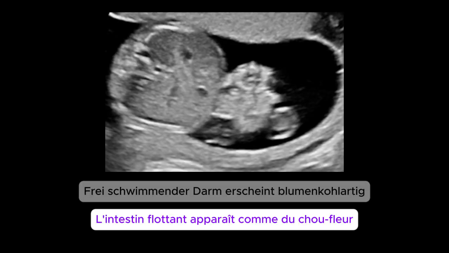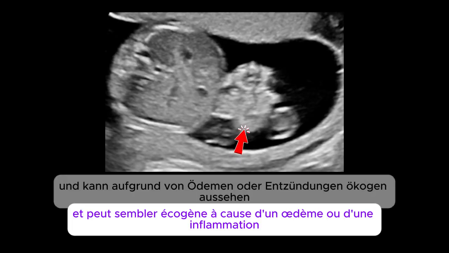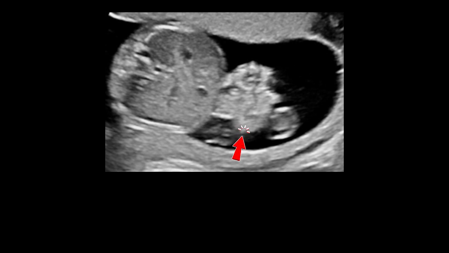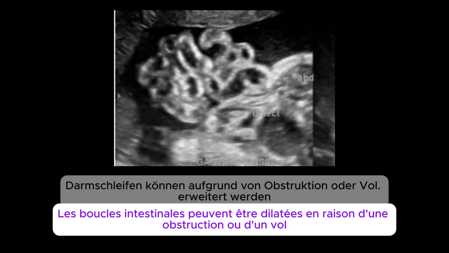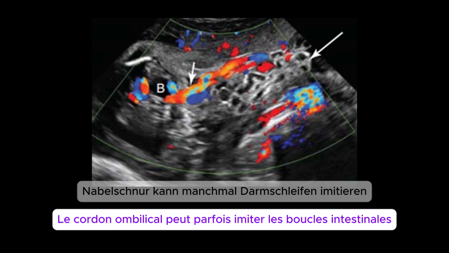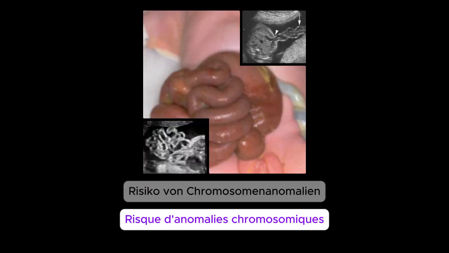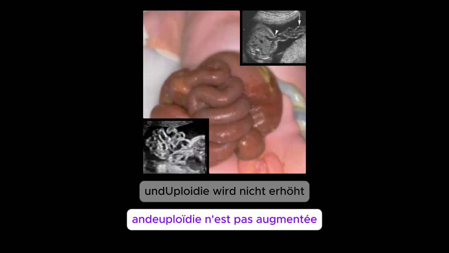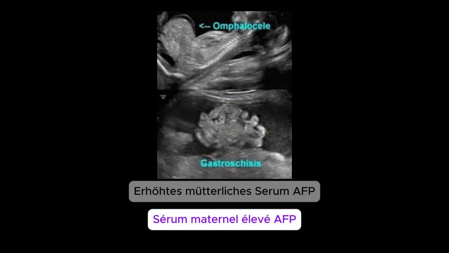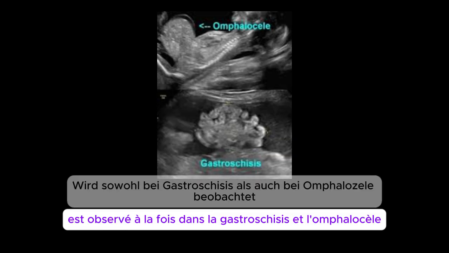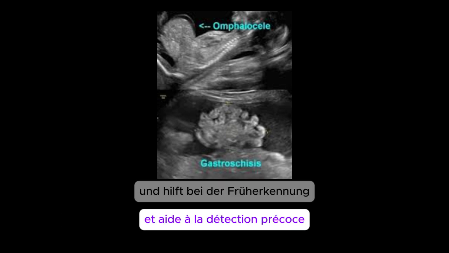Free-floating bowel appears cauliflower-like and may look echogenic from edema or inflammation. Bowel loops can be dilated due to obstruction. The umbilical cord can sometimes mimic bowel loops but can be distinguished by color Doppler showing blood vessels. Risk of chromosomal abnormalities, aneuploidy, is not increased. Elevated maternal serum AFP is seen in both gastroschisis and omphalocele and helps in early detection.